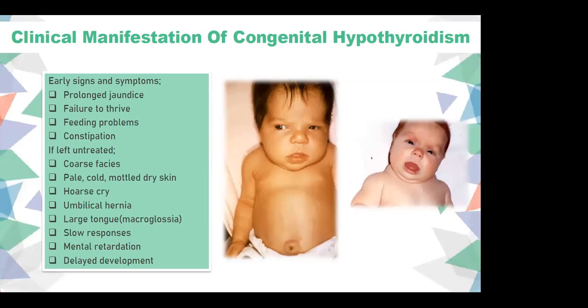So most infants are asymptomatic at birth, but the signs and symptoms become more prominent with age. So it is important to perform neonatal screening of thyroid function on all newborn babies to prevent this kind of disorder. The early signs and symptoms of congenital hypothyroidism are prolonged jaundice, failure to thrive, feeding problems, and constipation. If the babies are left untreated, they will develop other clinical signs and symptoms by 3 to 6 months of age, such as coarse facies, dry skin, macroglossia, hoarse cry, umbilical hernia, lethargy, slow movement, mental retardation, and also problems with developmental milestones.